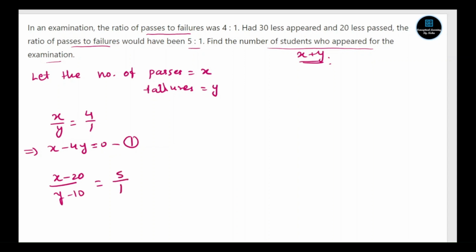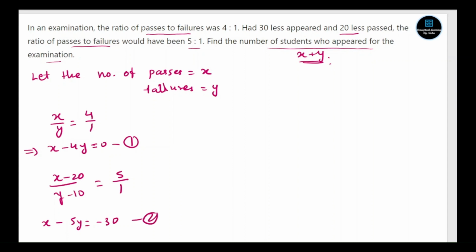This is very much important. Okay. They have given 20 less pass. So I have subtracted 20. 30 minus 20 is 10. So we subtracted 10 from y. Okay. This is how we'll get this. And then when I simplify, I'll get my second equation which is nothing but x minus 5y equals minus 30.